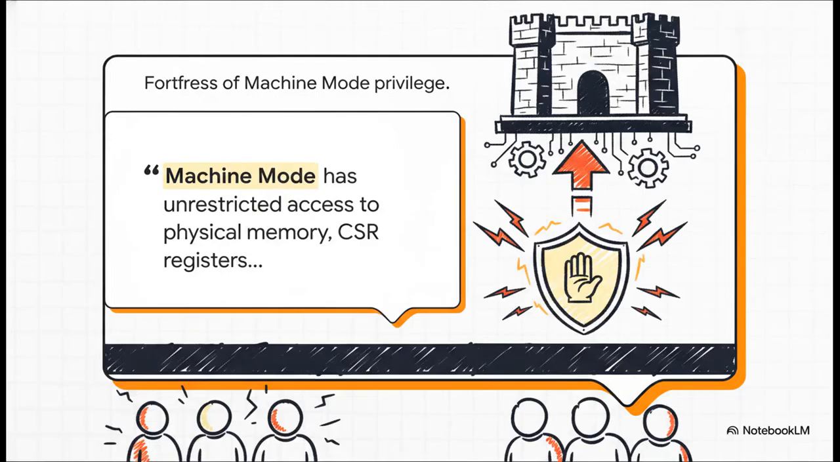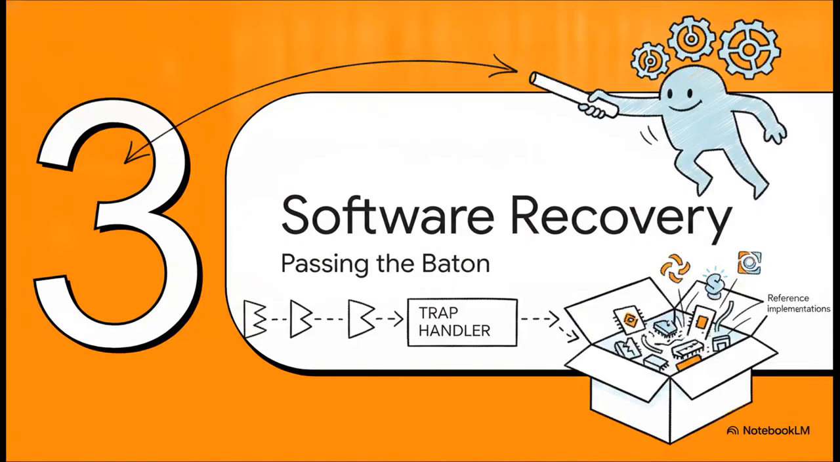And simultaneously, the hardware elevates the processor to this absolute fortress of machine mode privilege. This rapid transition from user execution straight into machine mode ensures that exceptions are handled securely and predictably. User applications absolutely cannot interfere with the trap execution from down below. The handler now has complete, unrestricted authority over the processor. Which leads us to part 3.